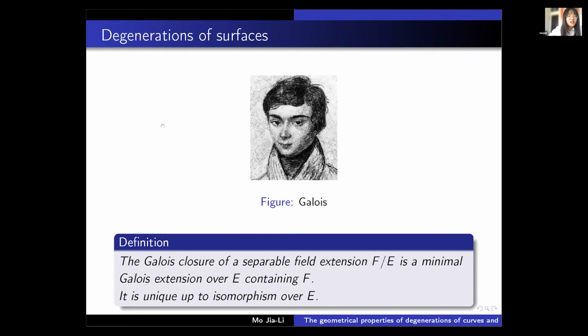After talking about degenerations of curves, let us discuss degenerations of surfaces. This picture is of Galois. First, let's look at a definition related to him. The Galois closure of a separable field extension F over E is a minimal Galois extension over E containing F. In fact, it is unique up to isomorphism over E.